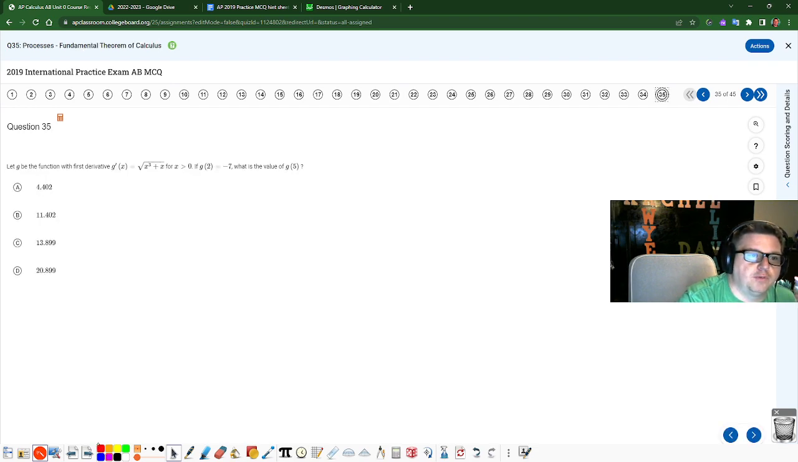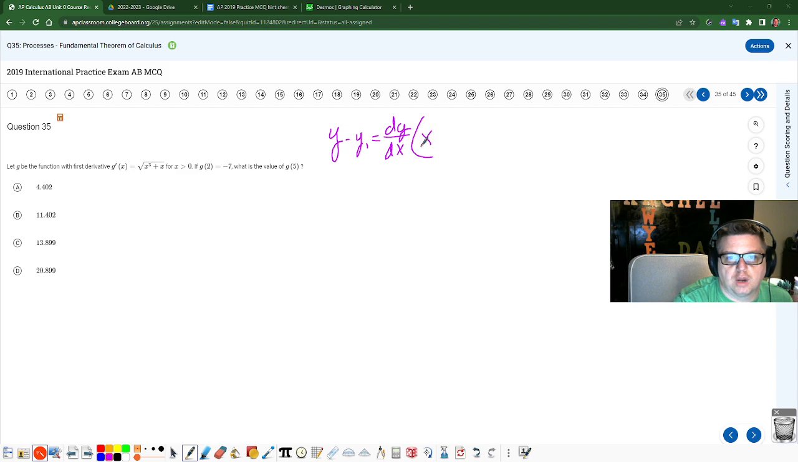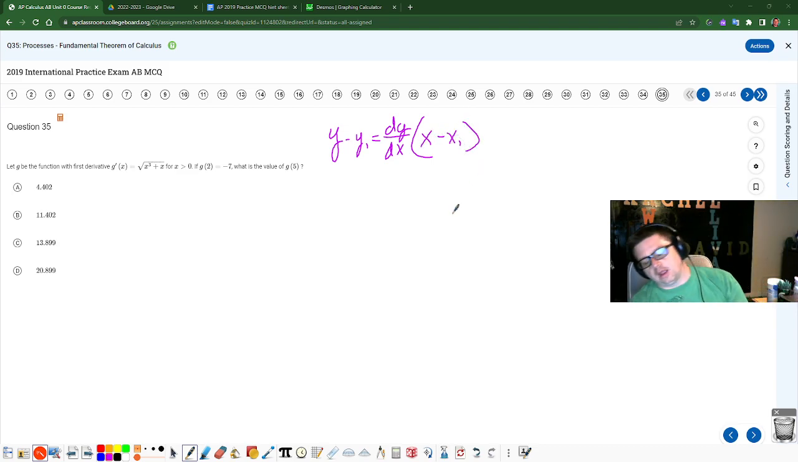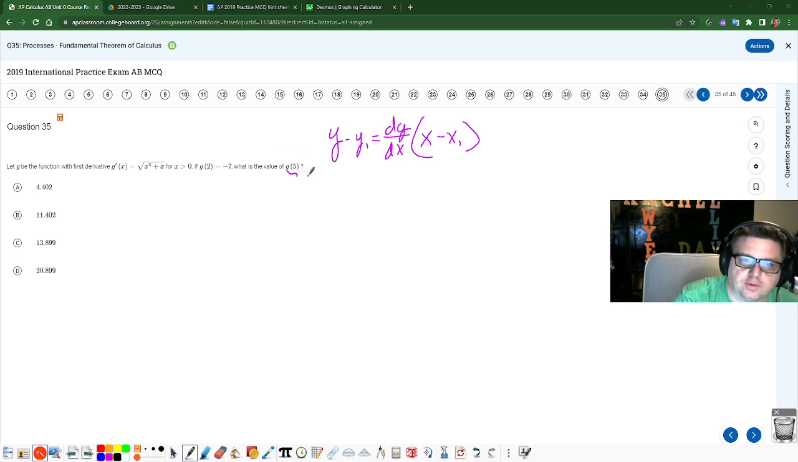All right, let g be the function with the first derivative g prime here, and 8x is greater than 0. If g of 2 equals 7, what is the value? Oh, here we go. So back to our tangency problem. We want to create an equation with a tangency and then figure out what it is for this value. This is a very popular problem. So our dy dx is really g prime, and what we're looking for is g prime at 2, because that's the ordered pair we have. Because remember, if you're doing this, you want to make sure you're at that point.